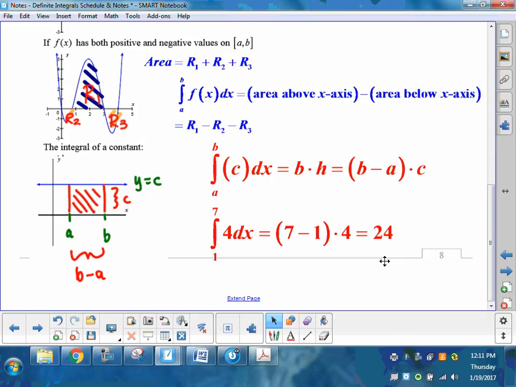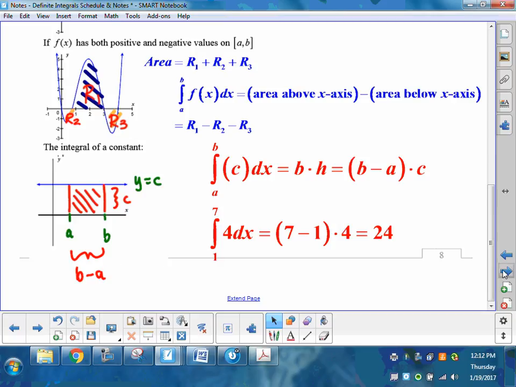So if you're taking the integral of 4 from 7 to 1, you're making a rectangle because 4 is a constant. It's flat. How wide is that rectangle going to be? How many units across is our rectangle? 6 units times how high is it? How high is it? No, 4. It's literally just this. That's what happens when you've got a constant. Questions on that?